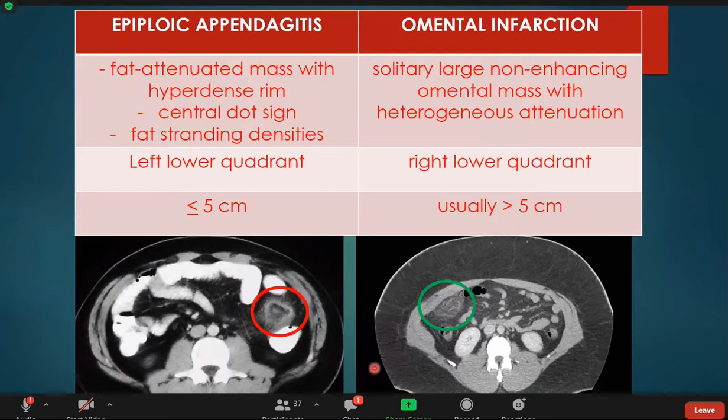And one thing, there is no central hyperdense dot sign in the omental infarction. Usually, it's just a whole glob, an ovoid stranding of fat, and that really sets it apart from epiploic appendagitis. But I had an experience in the board exam in which they accepted both answers, epiploic appendagitis and omental infarction, because really there is no clear delineation between the two.